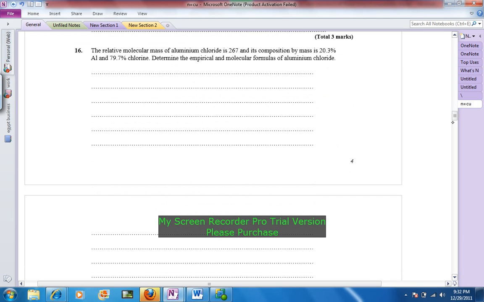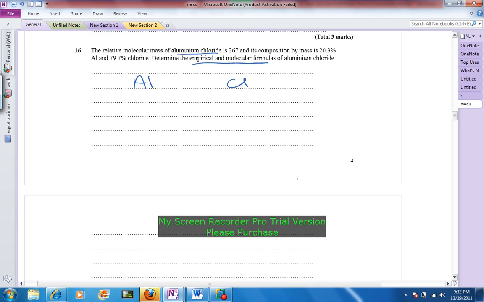Number 16. Oh, this is a really good question. We haven't gotten this far. It's talking about the empirical and molecular formulas of aluminum chloride. First we do empirical. Empirical is the formula with the smallest, simplest ratio. What I always do is write down the elements, aluminum and chlorine, separately, and then write down their percentages.